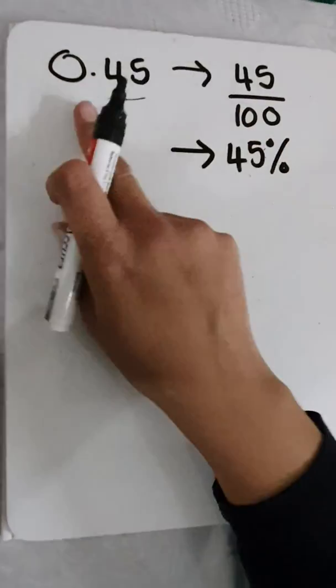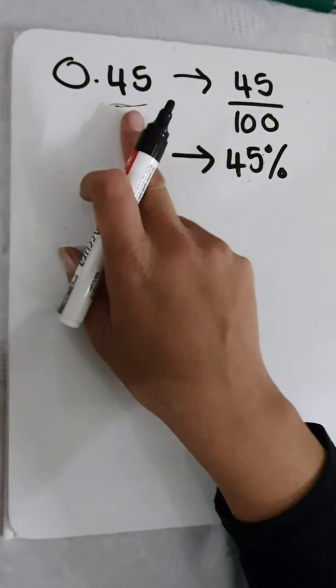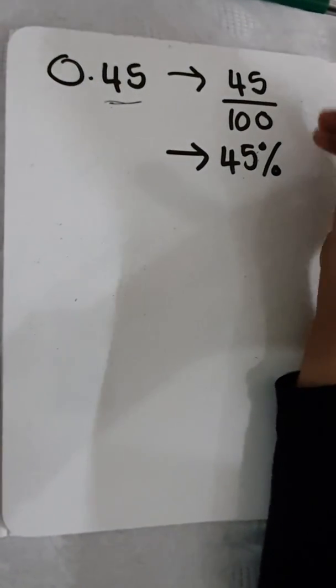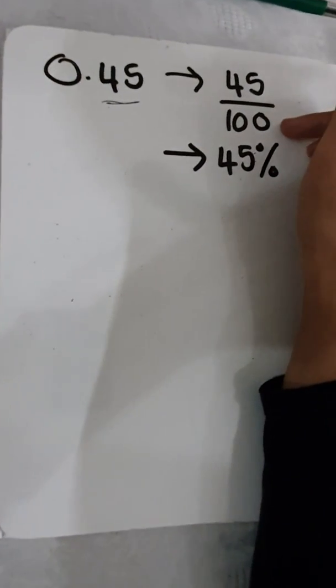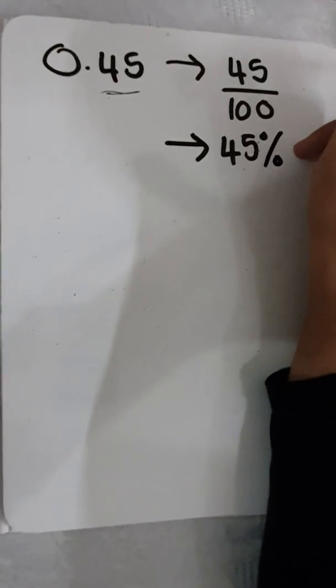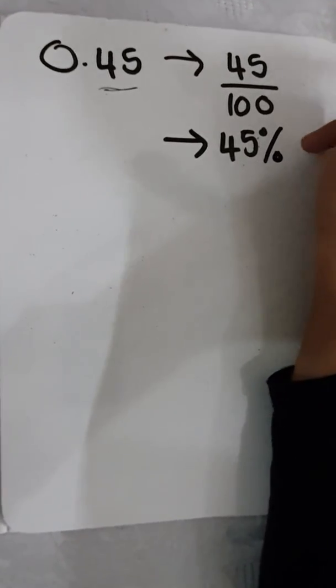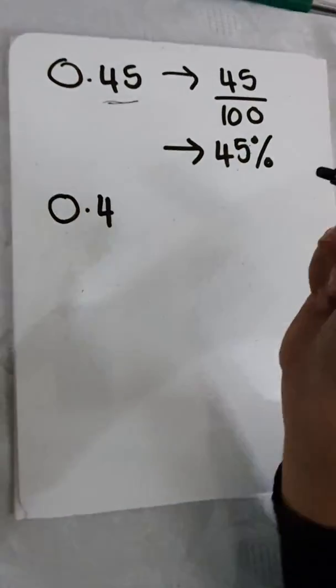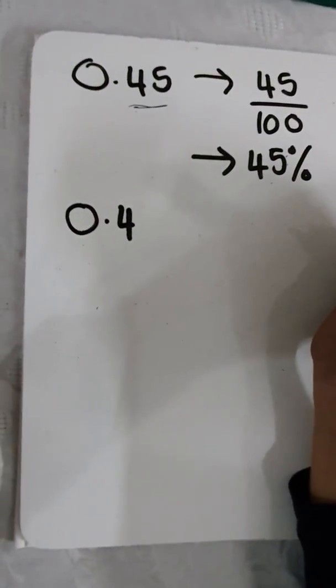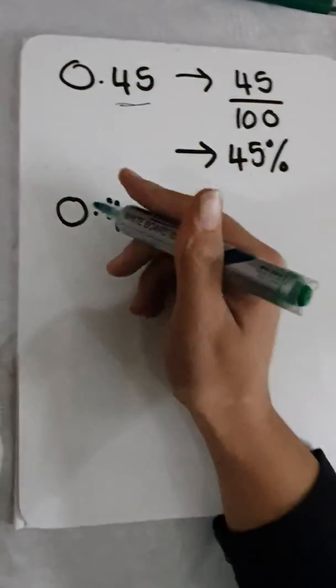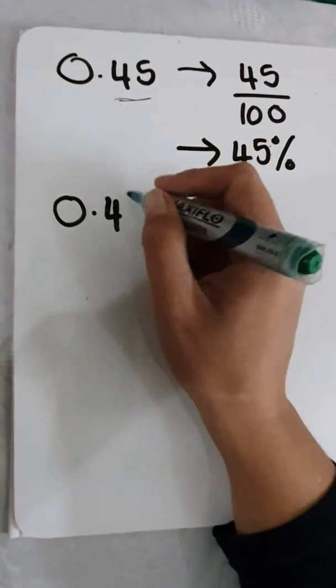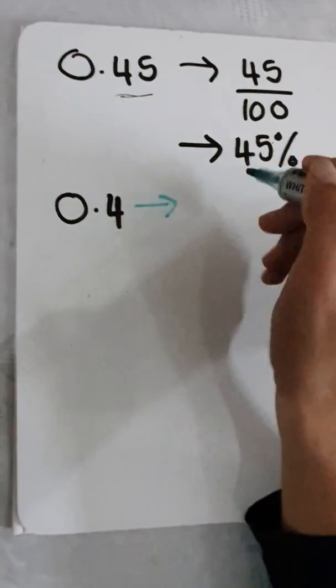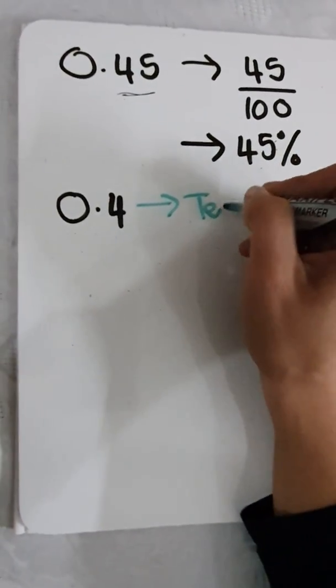So currently, I have two digits after the decimal point, which then tells me that because I have two digits, it falls into the hundredths column. And anything out of 100 can then be considered as a percentage. In this case, it is 45%. But now let us look at when I have one digit after the decimal point. Now, I have written down 0.4. This 0.4 tells me that it falls into the tenths column.